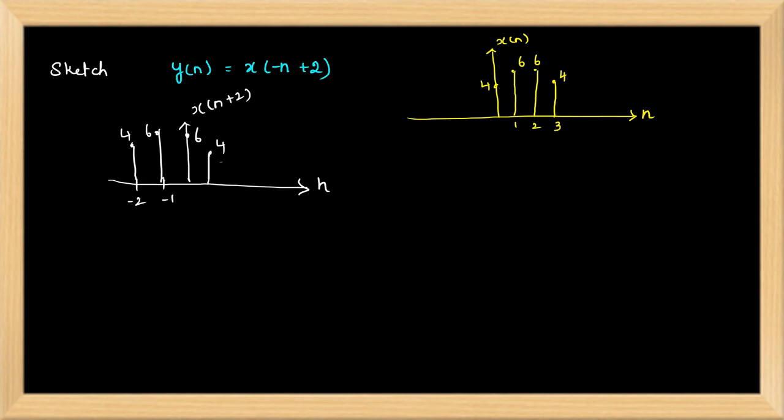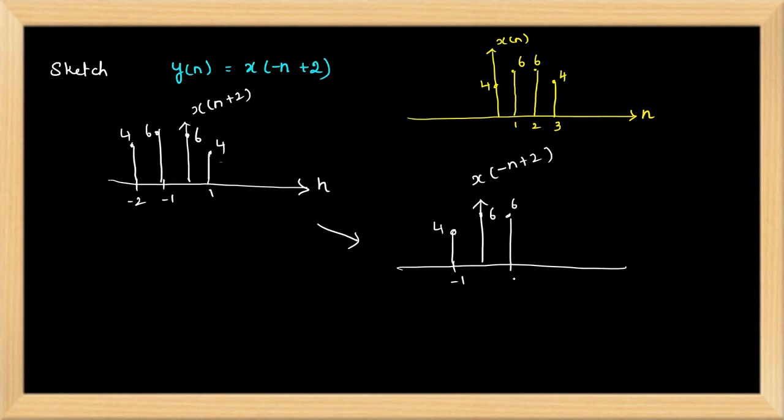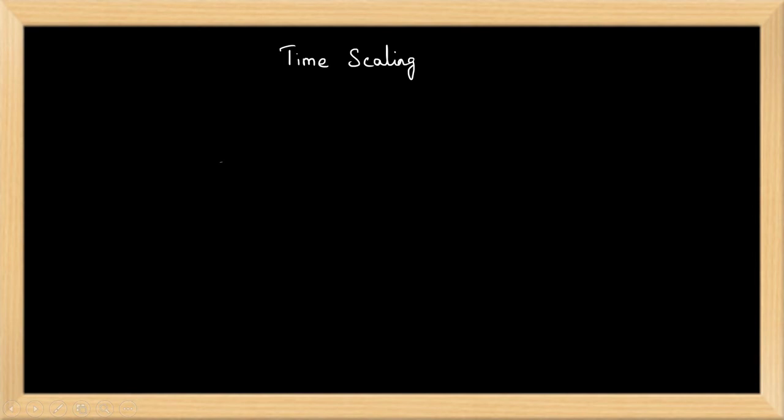After time shifting, we have to do the time reversal. Time reversal means folding the signal about the origin, giving x of minus n plus 2. So at minus 1 we will have 4, at the origin 6, then at 1 it is 6, and at 2 it is 4. Hope it is understood. Next, we will see the time scaling.